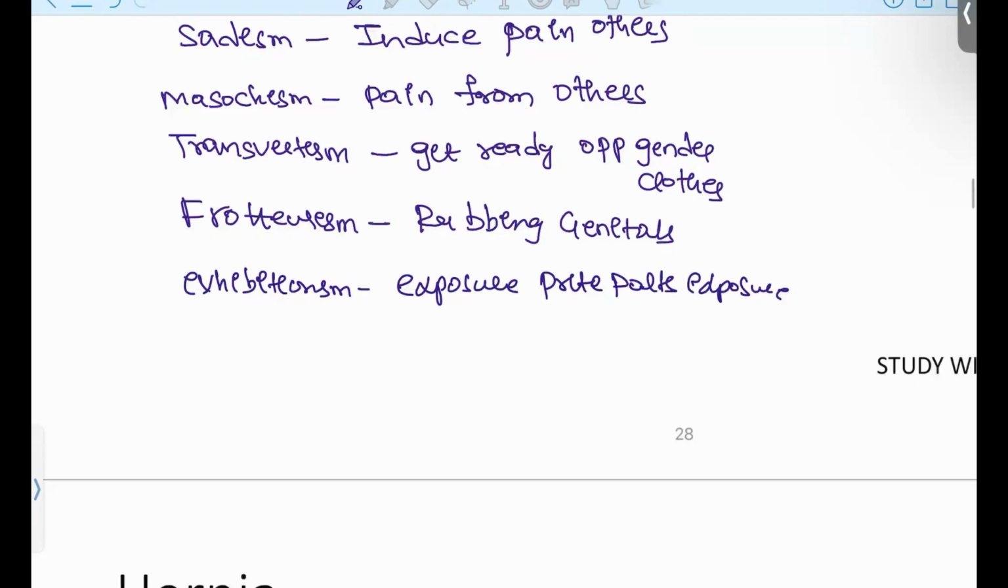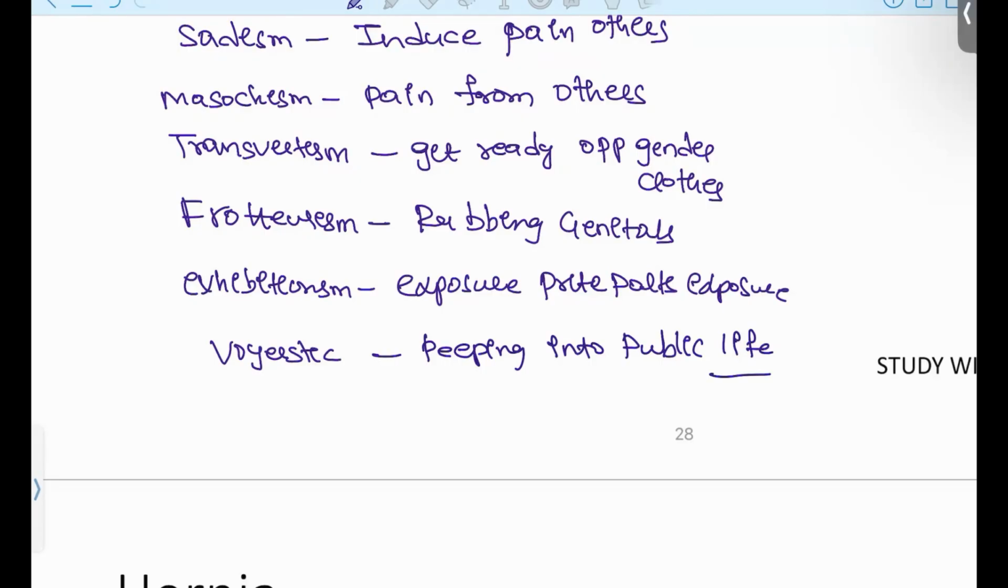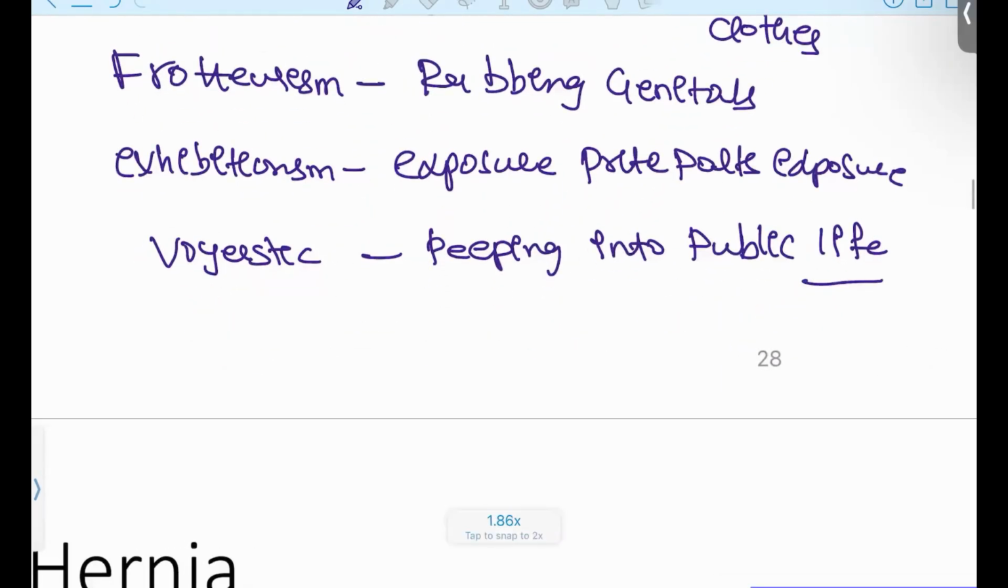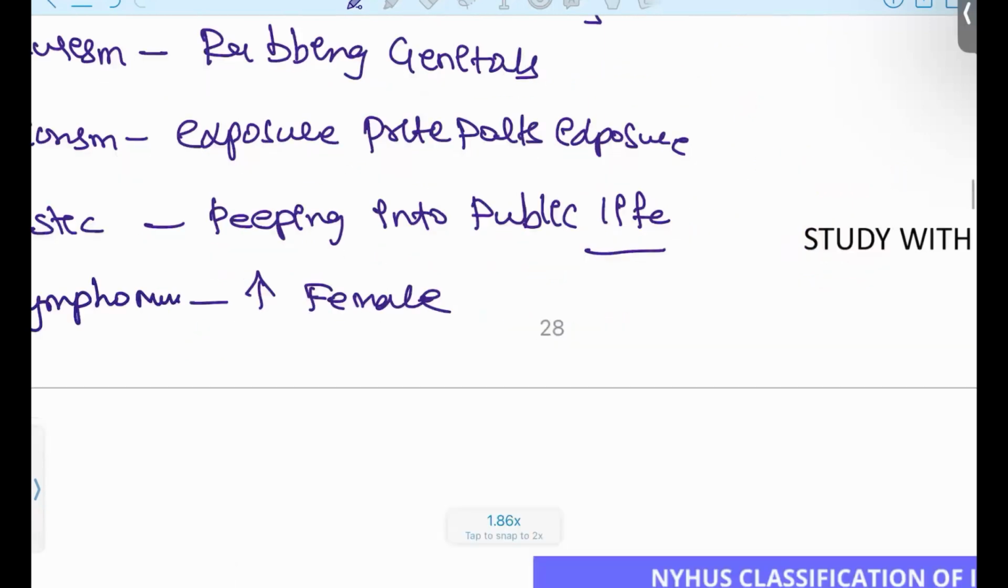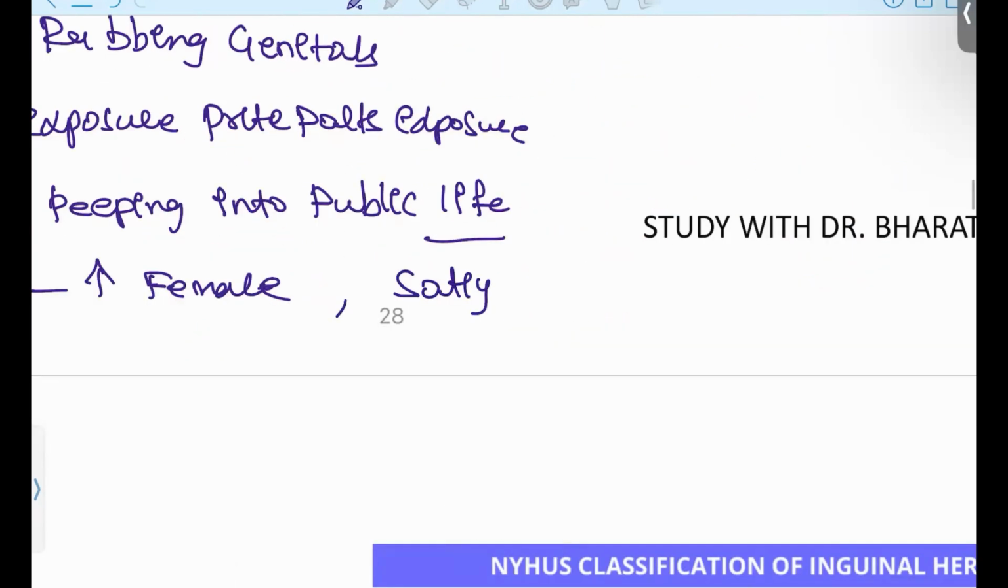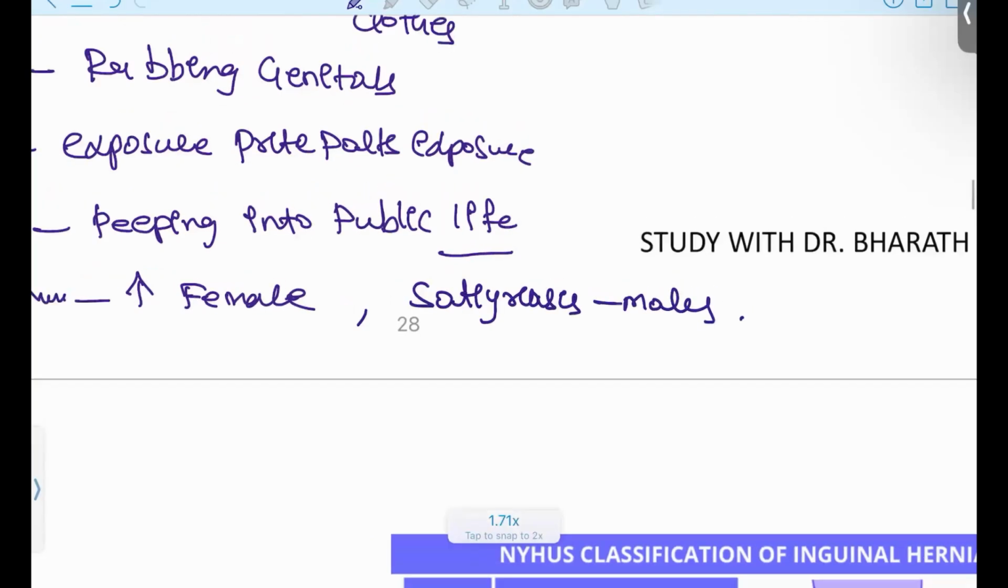Next one is the voyeuristic behavior. What is meant by voyeuristic behavior? This is peeping into the private sexual life of others, one of the violations only. And the other type is nymphomania. Nymphomania is usually increased sexual desire in the female. Coming to satyriasis, this is seen in males. Males having high sexual gratification is known as satyriasis.